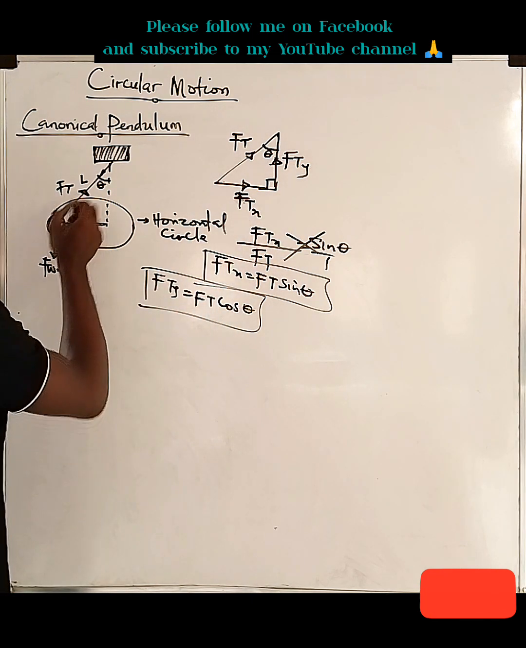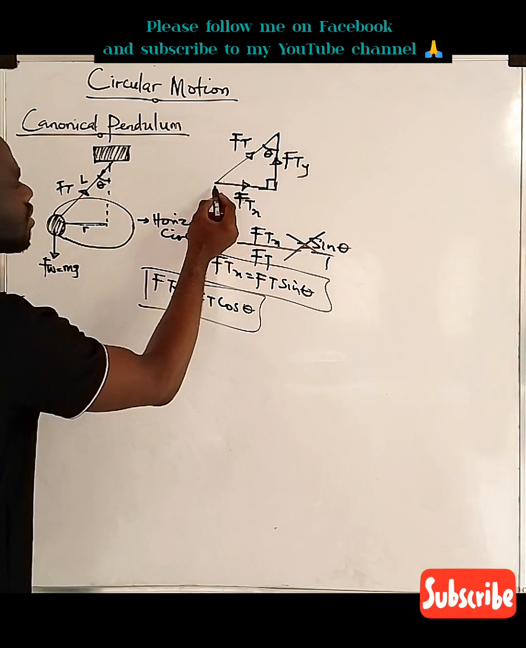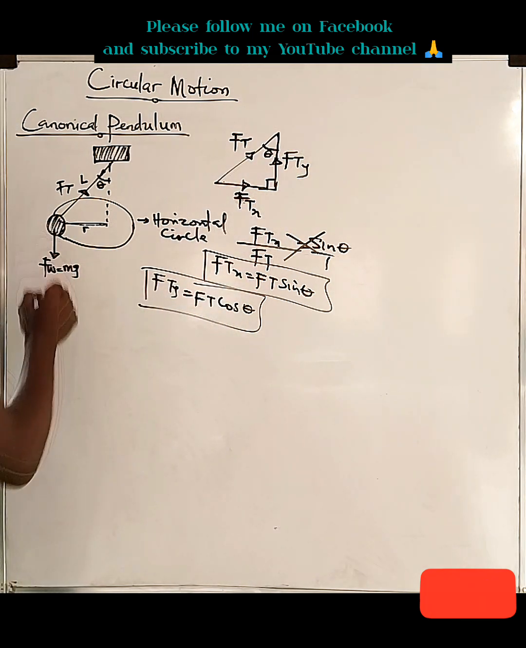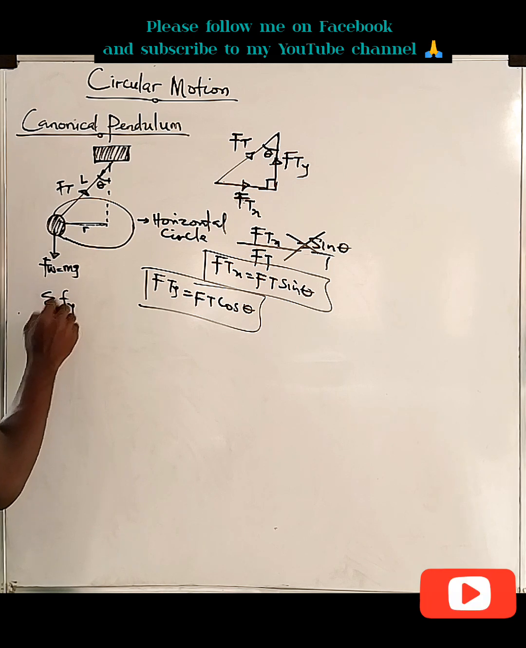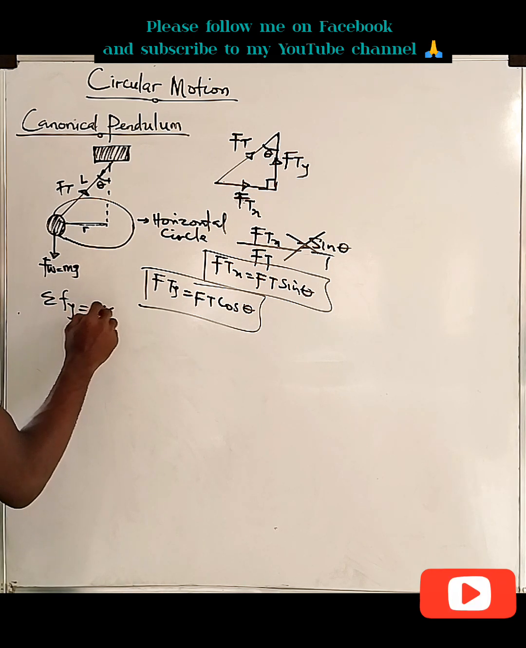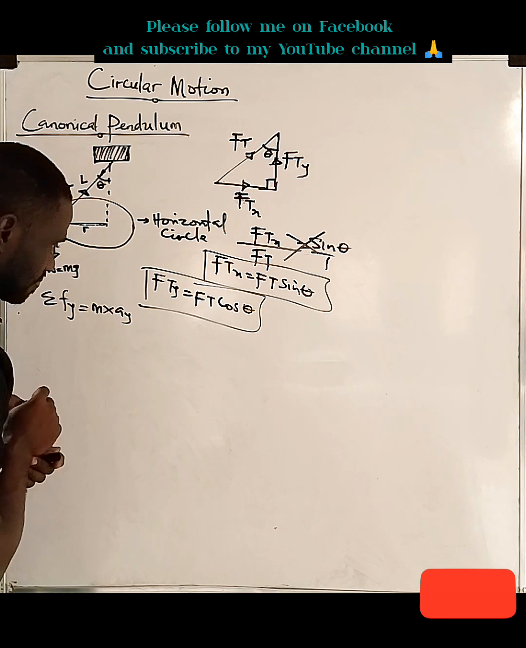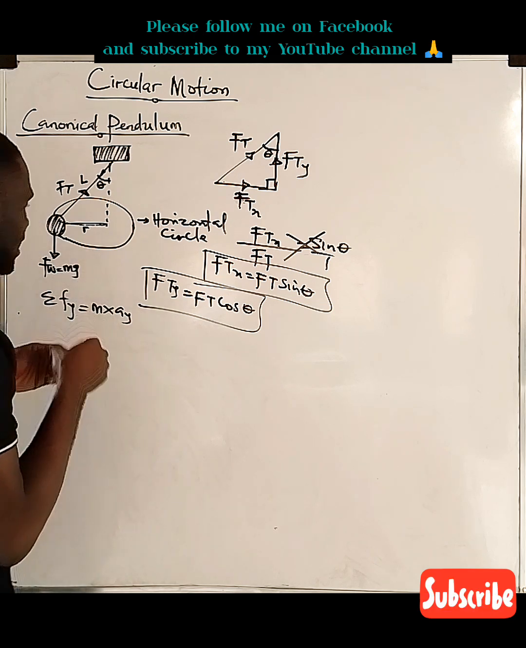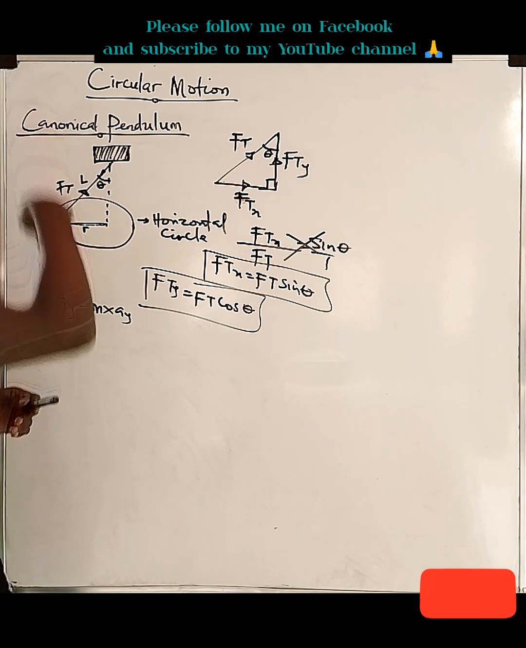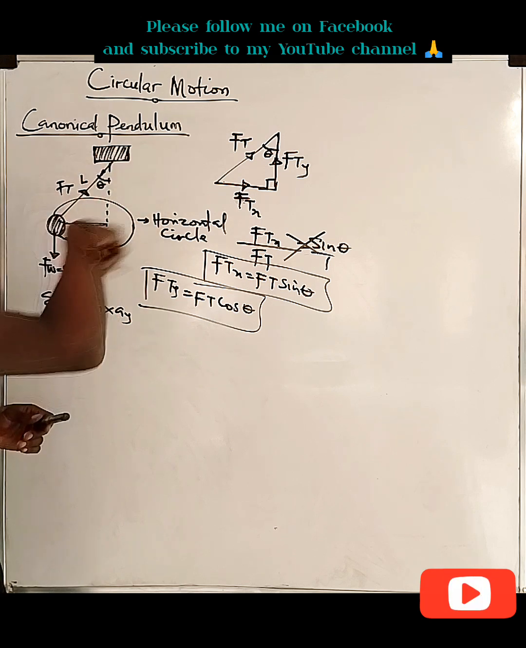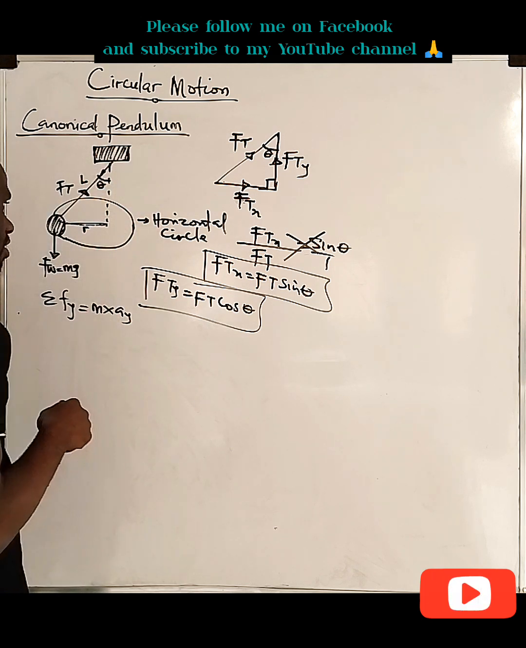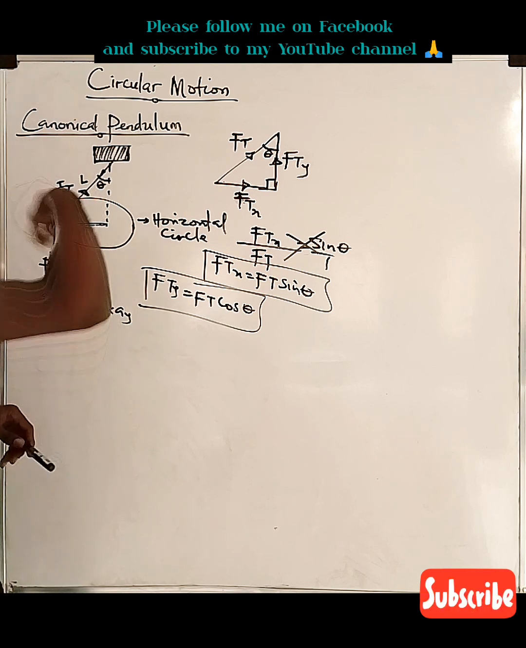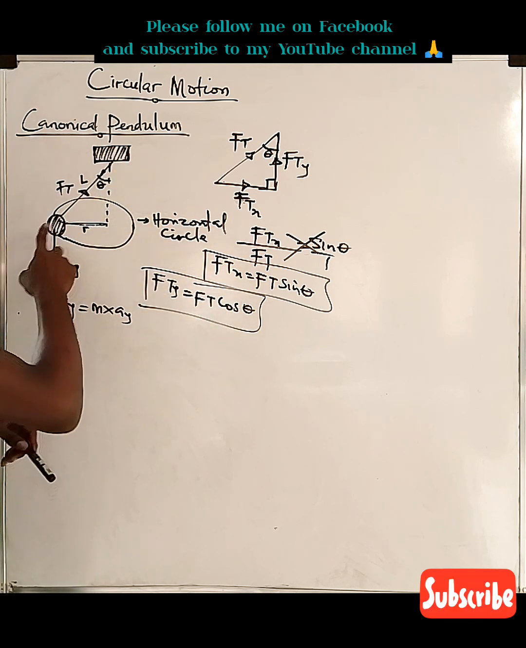Since we have a tension force like this and another one like this along the x-axis, there is also a weight acting downward. So the sum of forces along the y-axis is going to be mass times acceleration along the y-axis. Now, is there any acceleration along the y-axis? There's no acceleration. The body is not moving up and down. The body moves in a circular path like this. The only acceleration we have is along the x-axis.